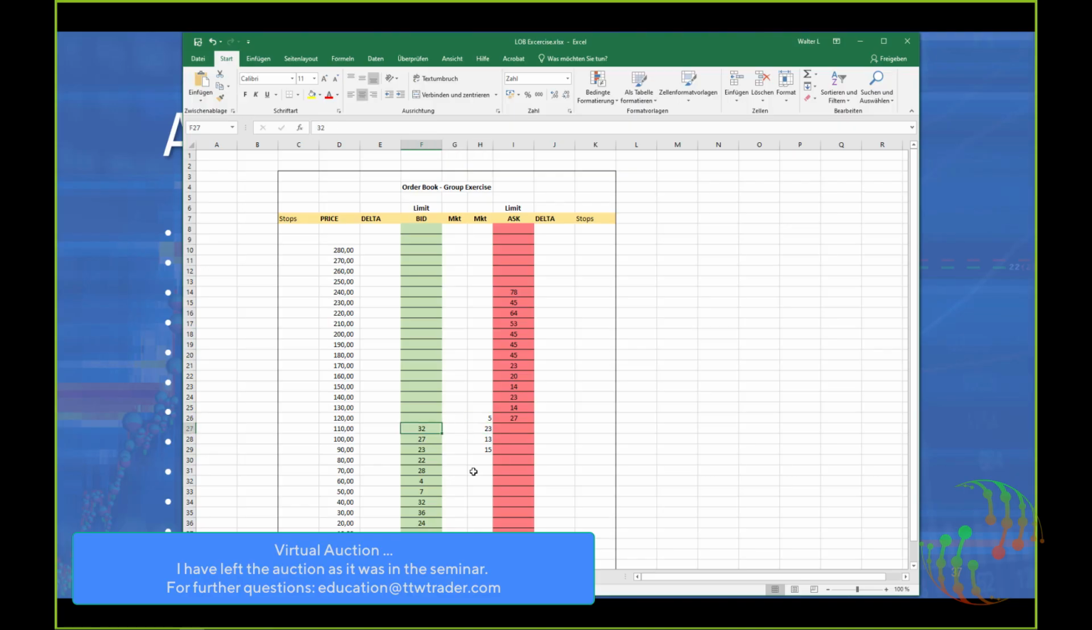Now, what we are doing now, who is willing to sell at 110? I have 32 contracts waiting to be filled. Who is willing to sell into 110? We are 32 buyers here. Is one willing to sell? Okay. Not yet. No change. No chance.